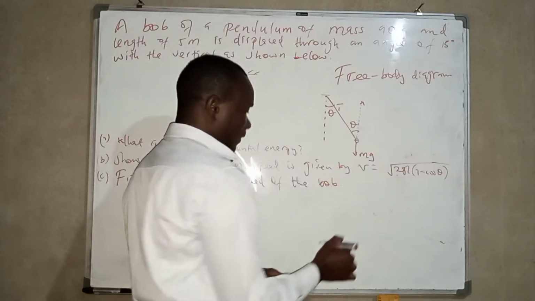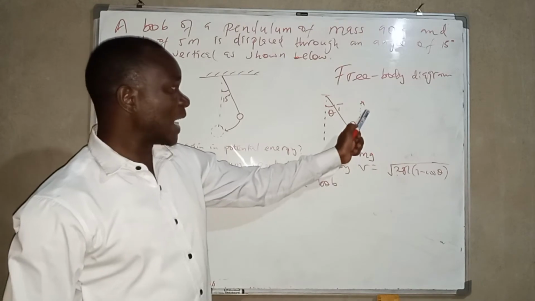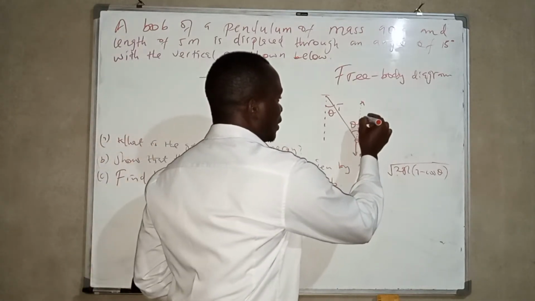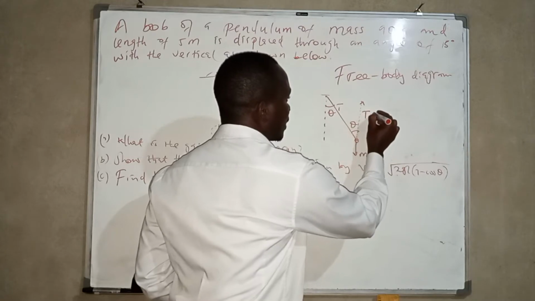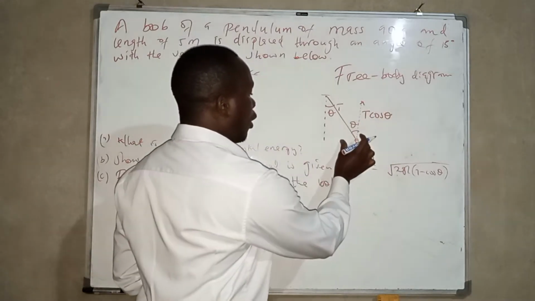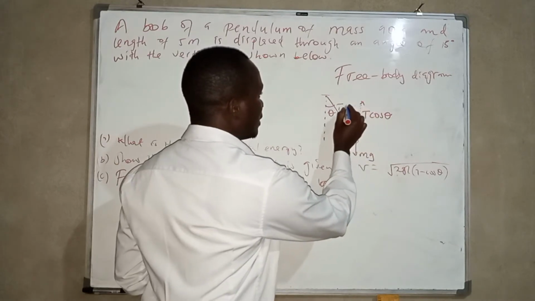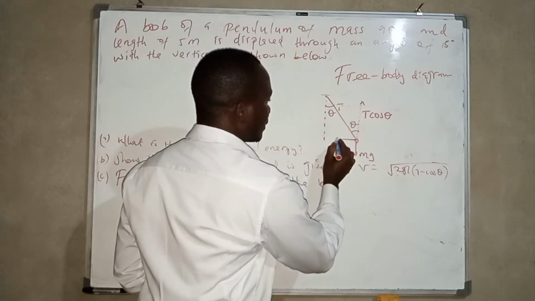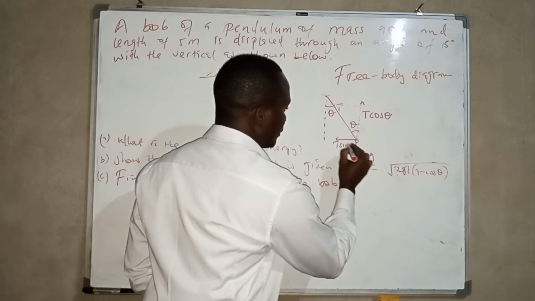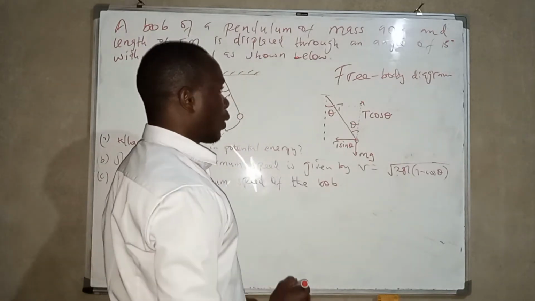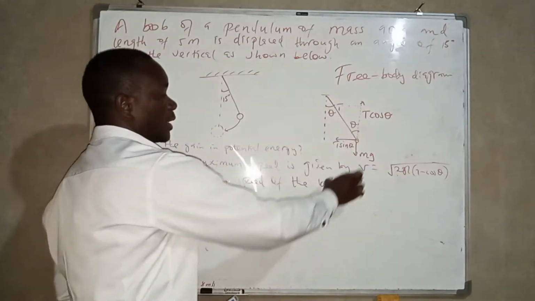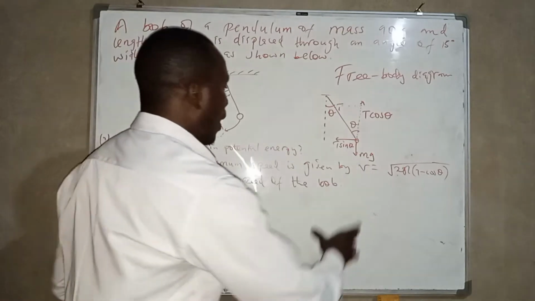Then this is mg, and again, the side that is adjacent to the angle is cos. So here we are going to have T cos theta. Then the side that is opposite to the angle, which is this side, is T sin theta, just from SOHCAHTOA: sine is equal to opposite over hypotenuse and cos is equal to adjacent over hypotenuse.